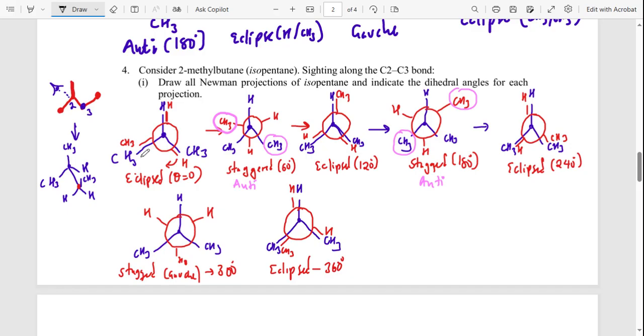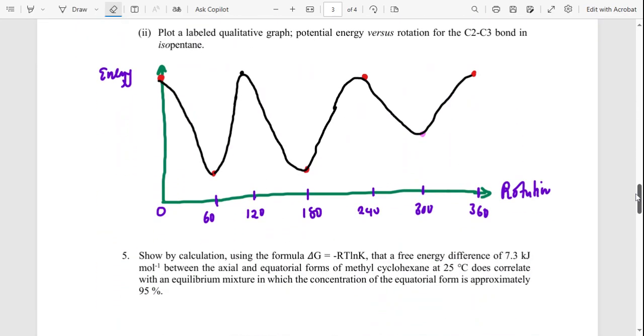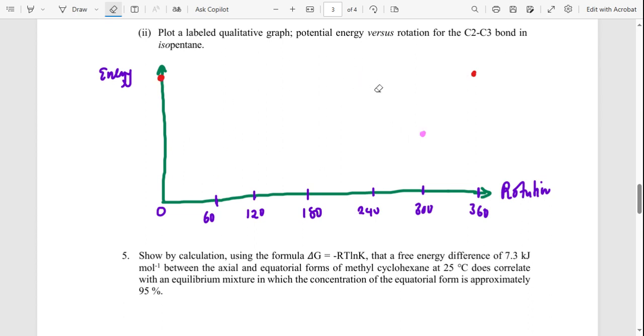Let's look at this again. This is CH3. This is CH3 with a hydrogen. This is just hydrogen, hydrogen. That's for that eclipse. And then this is CH3 with a hydrogen, CH3 with a hydrogen, CH3 with a hydrogen. Okay, for the eclipsed ones, the energy is not going to be the same. I didn't pay particular attention to that. I thought they are all eclipsing equally, but it's different.